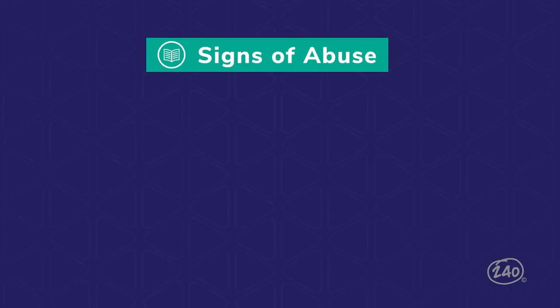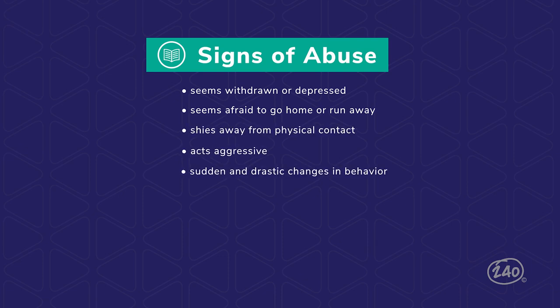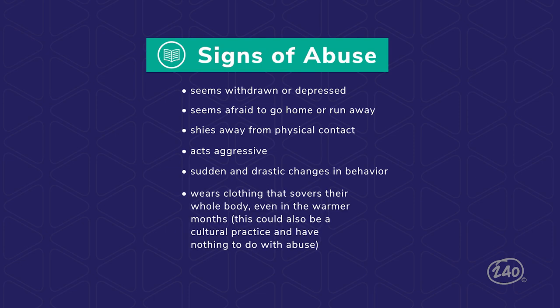There are many signs of abuse to look out for, such as a student who seems withdrawn or depressed, seems afraid to go home or wants to run away, shies away from physical contact, acts aggressive, has sudden and drastic changes in behavior, wears clothing that covers their whole body even in the warmer months, though remember, this could also be a cultural practice and have nothing to do with abuse, or has unexplained burns, cuts, bruises, and/or broken bones.